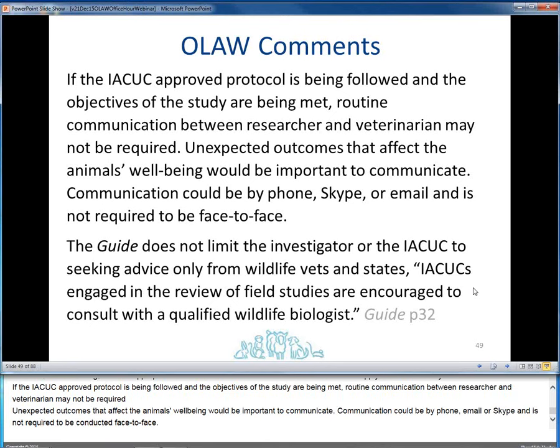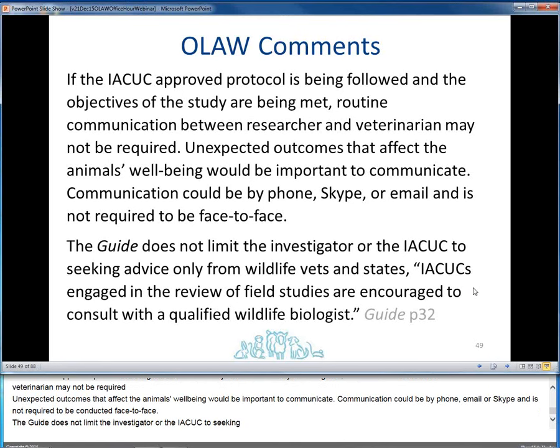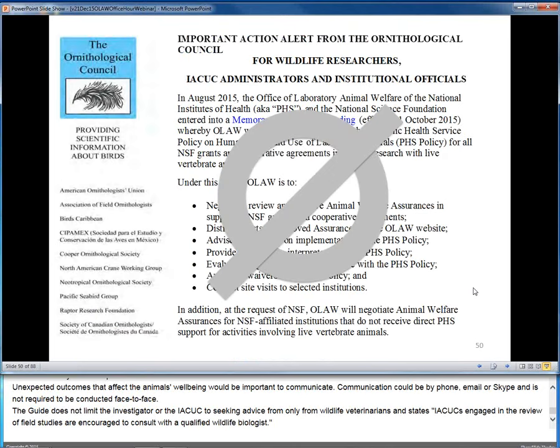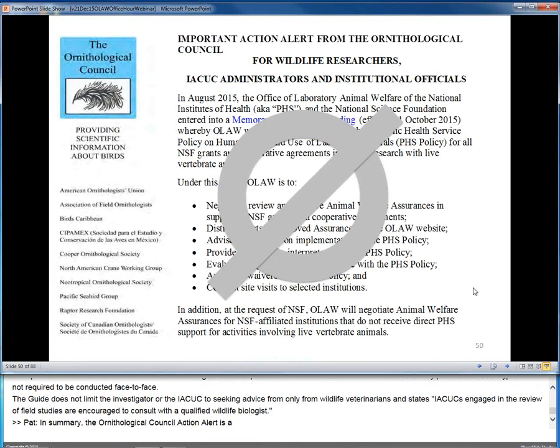The Guide does not limit the investigator or the IACUC to seek advice only from wildlife veterinarians, and states IACUCs engaged in the review of field studies are encouraged to consult with a qualified wildlife biologist. In summary, the Ornithological Council Action Alert is a document that contains inaccuracies, and OLAW recommends that it be disregarded by the community.